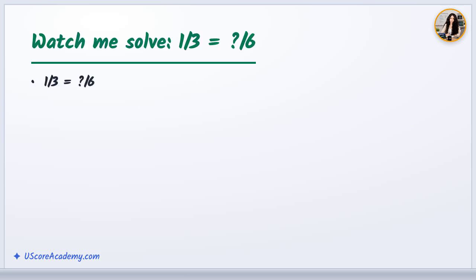Let's fill in the missing number. 1/3 equals something over 6. Look at the bottoms. 3 times 2 is 6, so we multiplied by 2. Do the same on top. 1 times 2 is 2, so 1/3 equals 2/6.